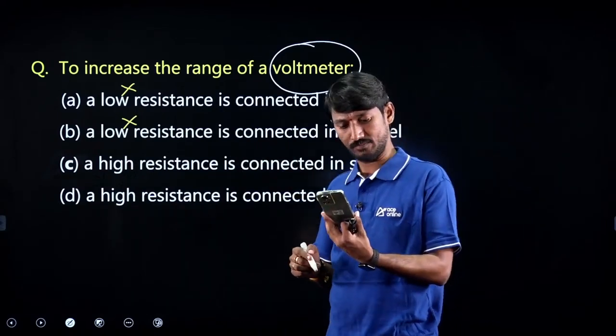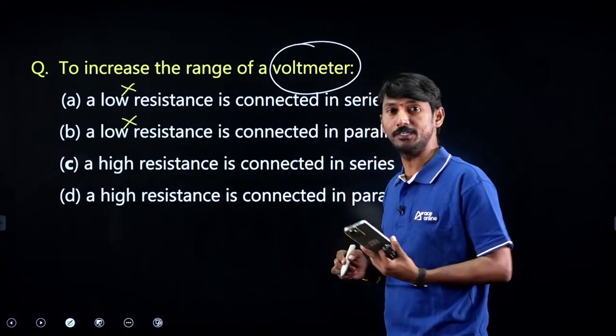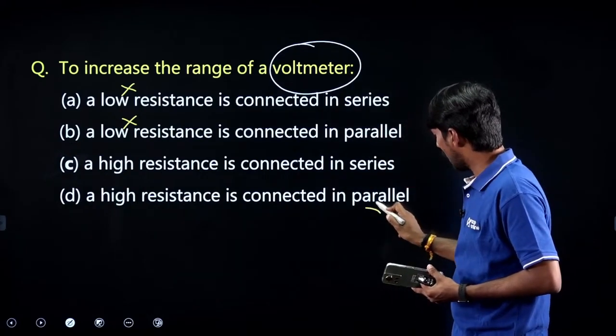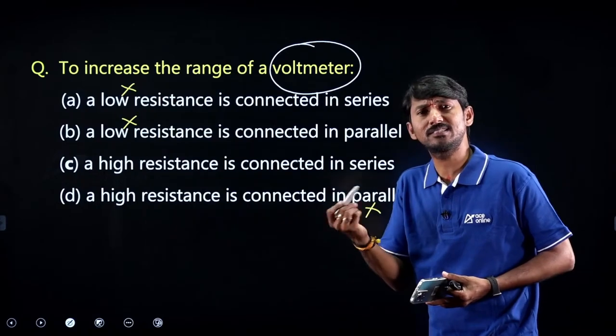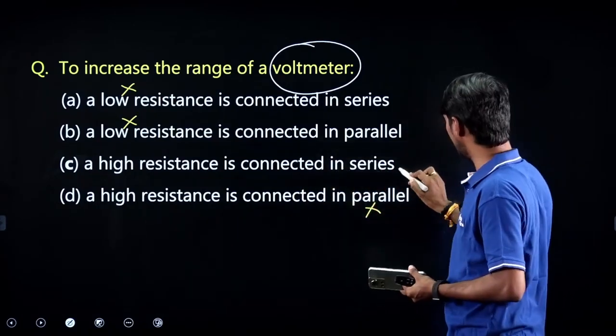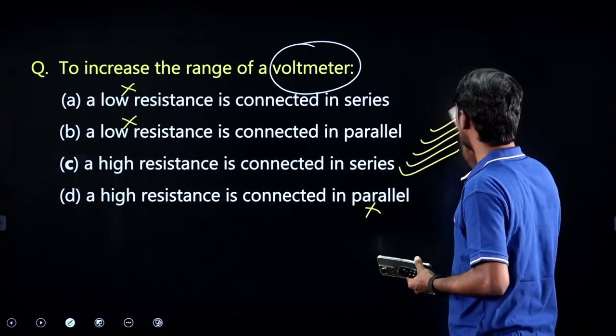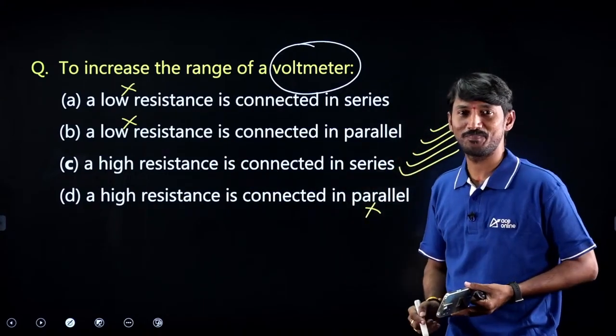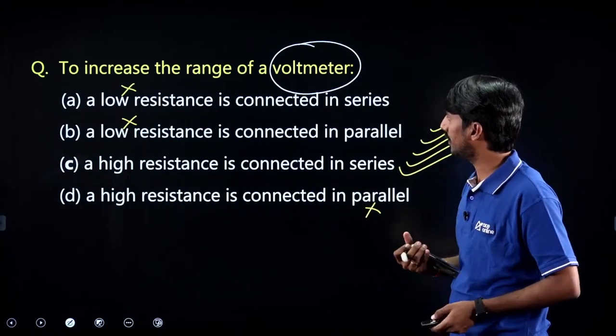C or D? Okay, Uma gave option C. Yes. Series and parallel anyway is wrong, because for voltage extension, series connection should be there. So yes, this is the answer: high resistance connected in series. Yes, many people gave the answer. Very good.